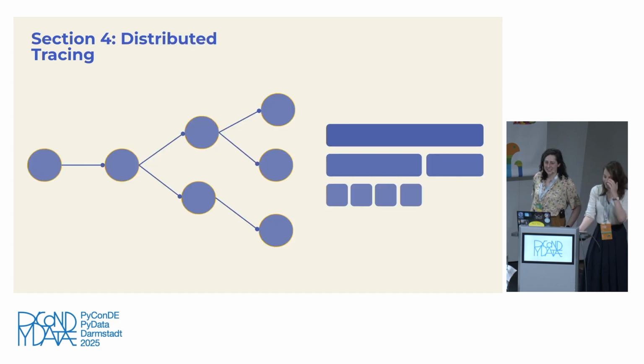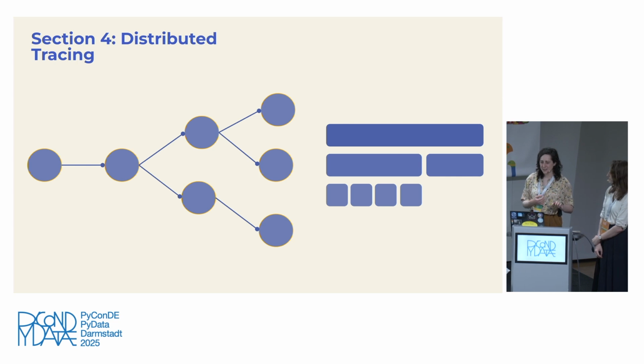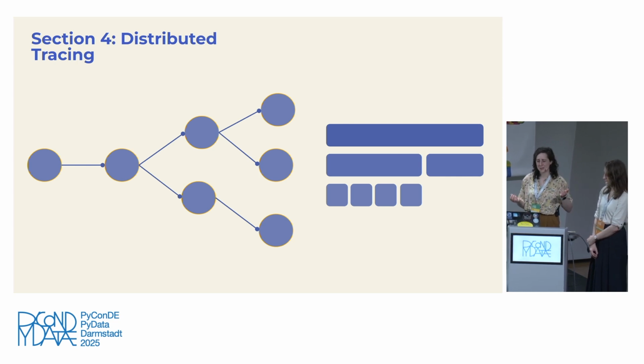So yeah, the last section is distributed tracing. Distributed tracing is a method of tracking a request as it flows through a distributed system, making its way through services, interacting with things like databases, caches, queues. It gives insight into that request by capturing timing information and contextual info. It also provides a wide view of the system.